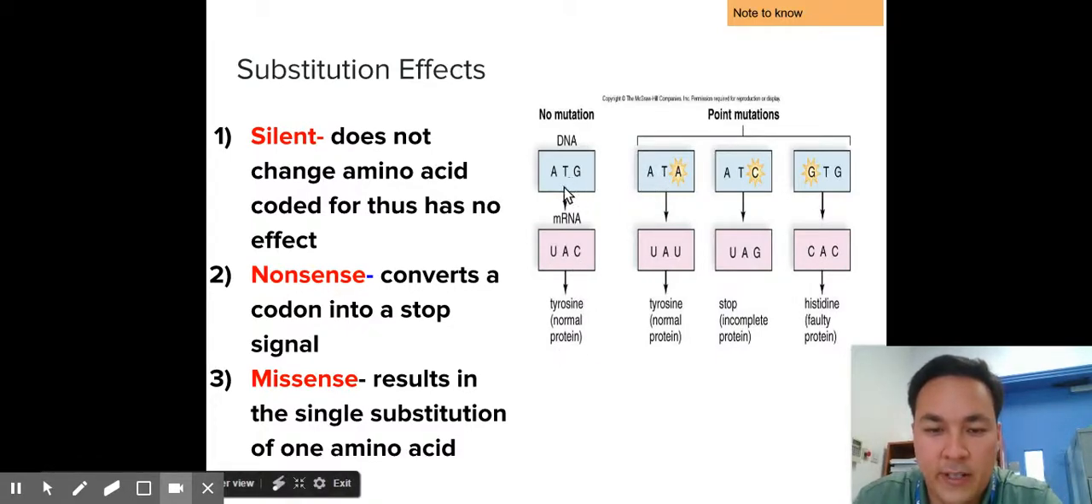Here we have a mutation. We go from ATG to ATA, which becomes UAU. It still codes for tyrosine. So this is a silent mutation.